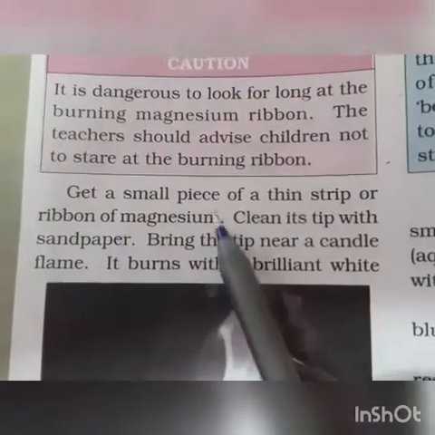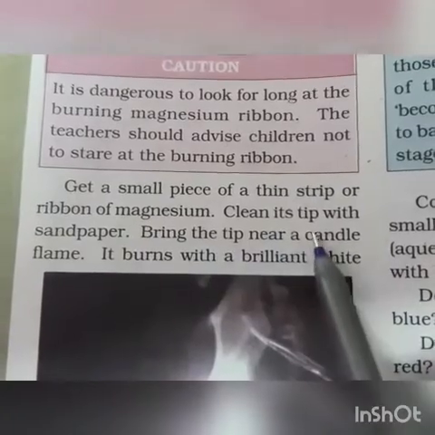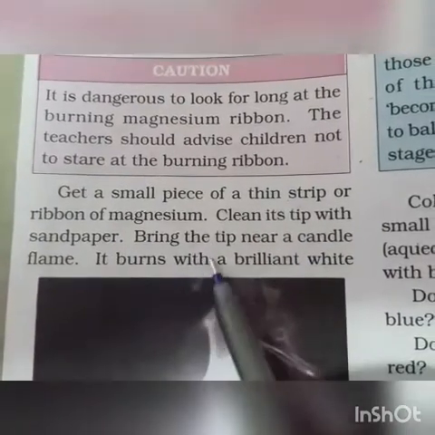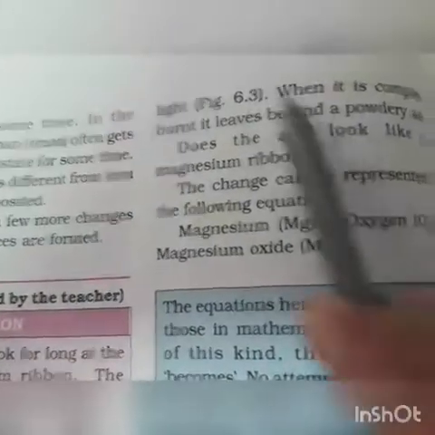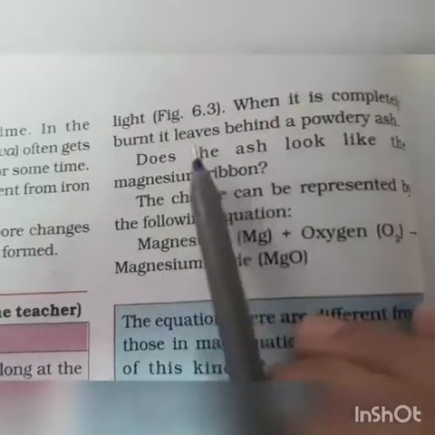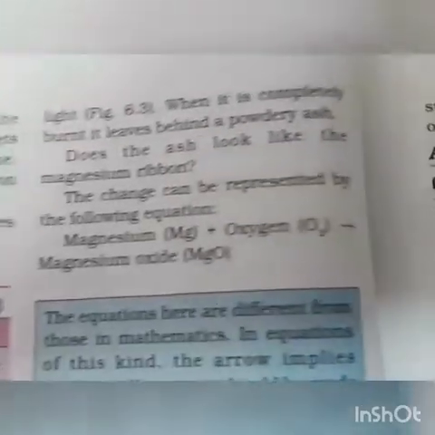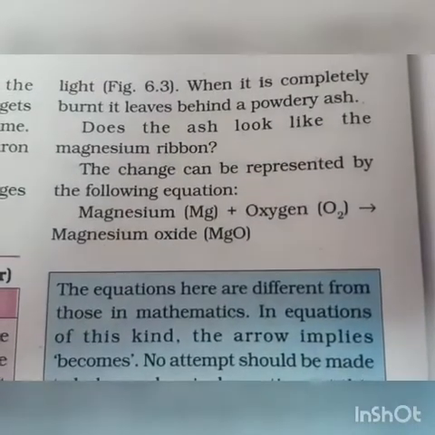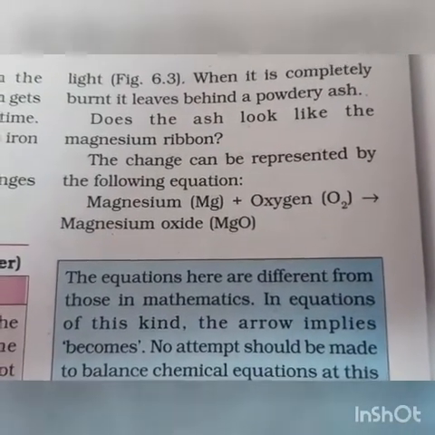Get a small piece or a thin strip or ribbon of magnesium, clean its tip with sandpaper, and bring the tip near a candle flame. It burns with a brilliant white light. When it completes burning, it leaves behind a powdery ash. Does the ash look the same as the magnesium ribbon? The change can be represented by the following equation.